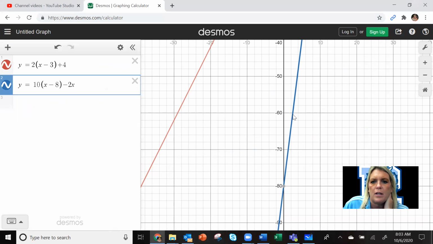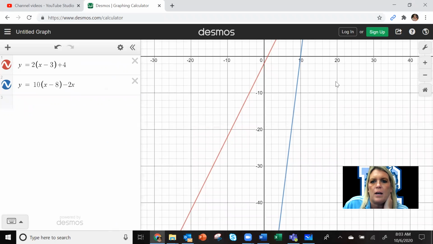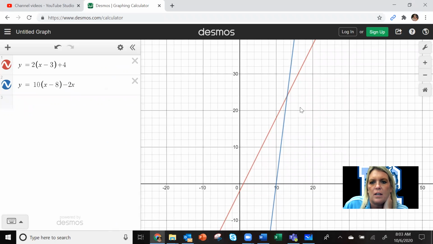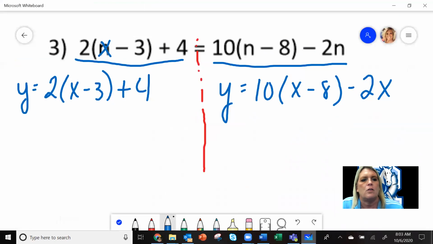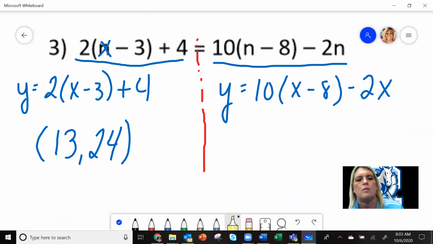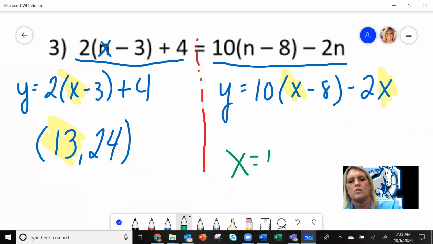Now I need to find where the two lines intersect. If you see, I don't see them intersecting. So I'm going to move my screen till I see where they intersect. I see they intersect right here. I'm going to click on that. There is my ordered pair, 13, 24. Now, I'm looking for the x value, which is right here. So my answer is x equals 13.